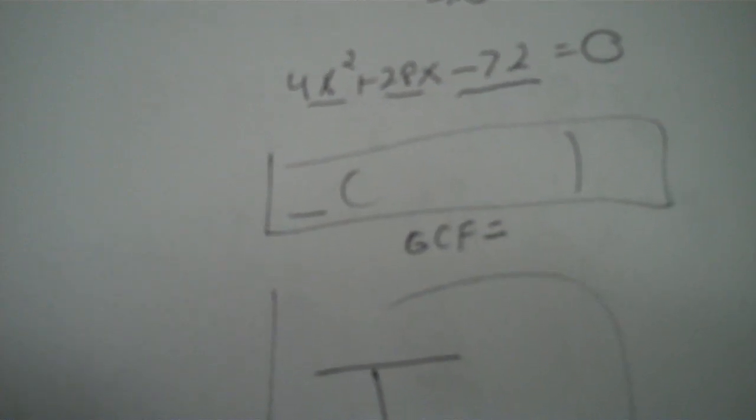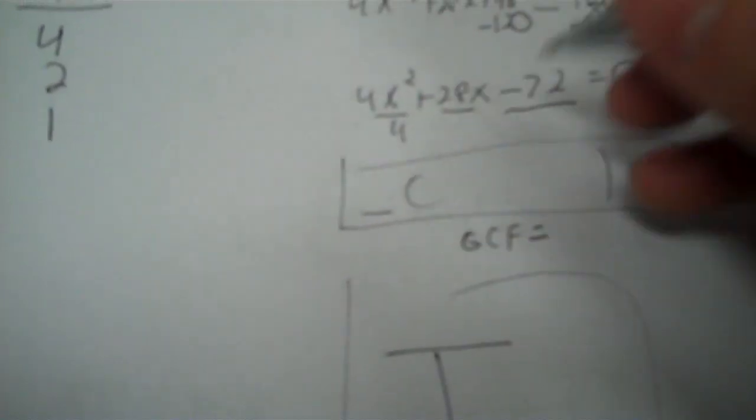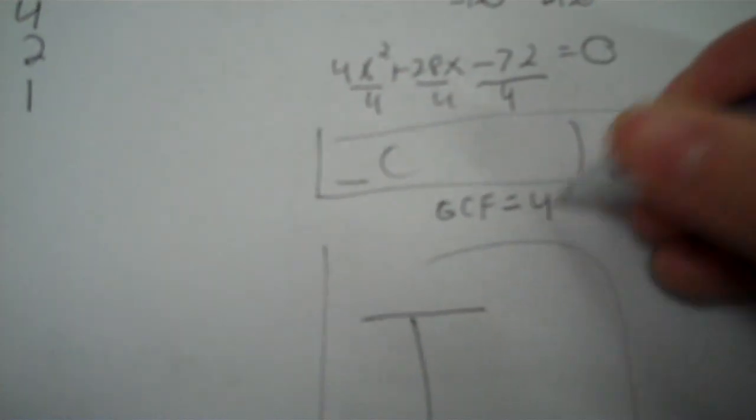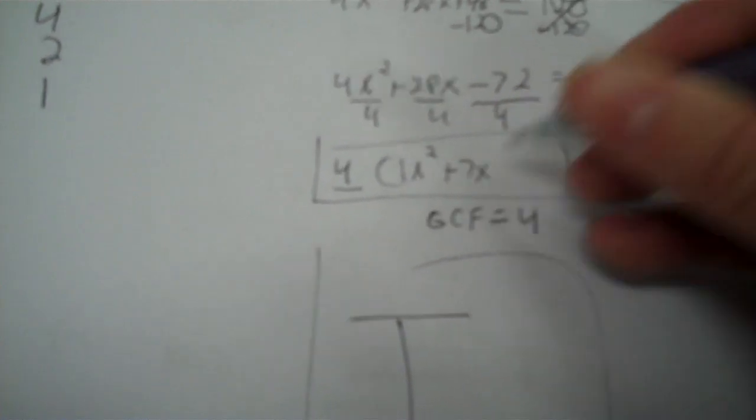4, 28, 72, that you can actually use your chart for that. If you want to list the factors of 4, you can. 4, 2, and 1. These will all divide by 4. Factor out a 4, and then you get 1x to the second plus 7x minus 18. That's better than the last one, okay?